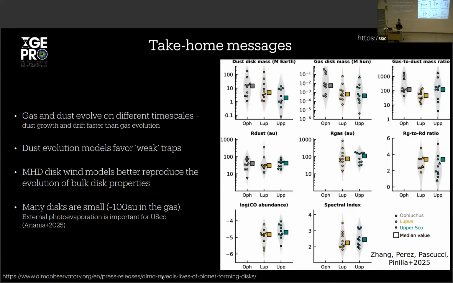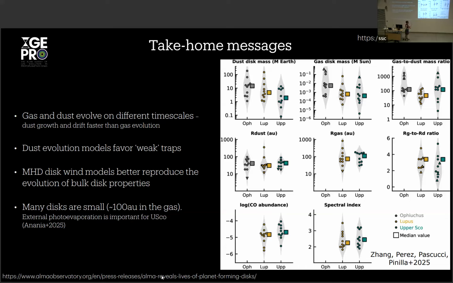Since I have no more time, I want to leave this last slide here and just mention that these are the types of measurements that we have from AGE-PRO: dust disk masses, gas disk masses, ratios, as well as dust and gas sizes. Here are the main outcomes. I mentioned all of the two middle ones. The upper one I think is important, so let me tell you. The gas and the dust appear to evolve on different time scales, and the gas seems to take longer.